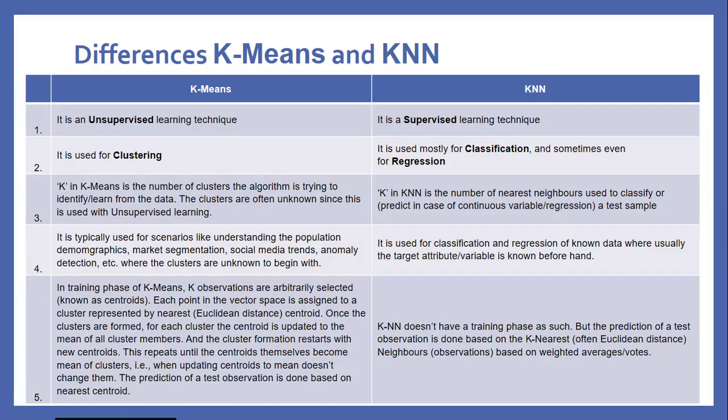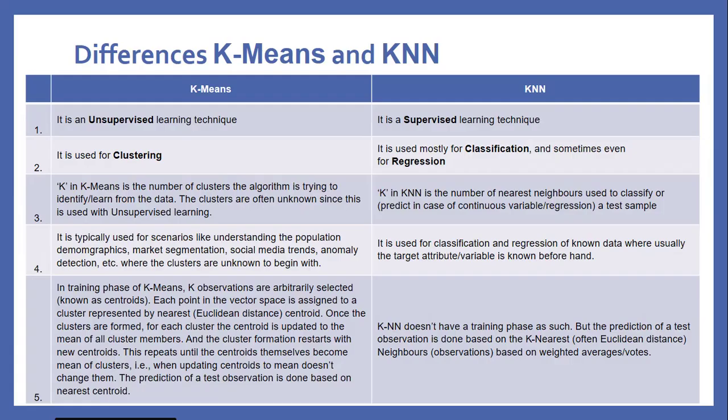K in k-means is the number of clusters the algorithm is trying to identify and learn from data. The clusters are often unknown since this is used with unsupervised learning. K in KNN is the number of nearest neighbors used to classify, or to predict in the case of continuous variables (regression), test samples.